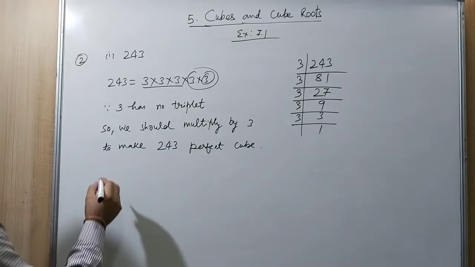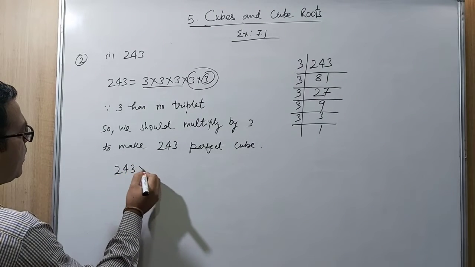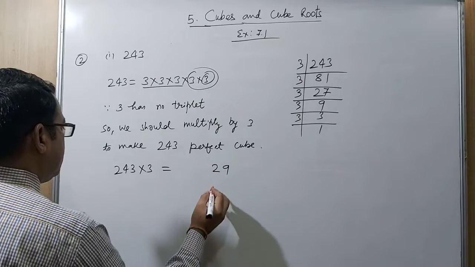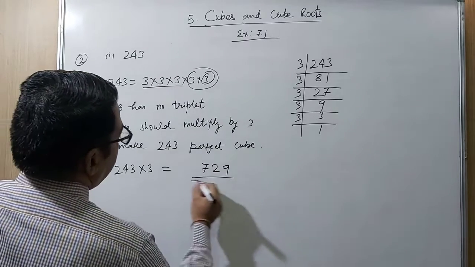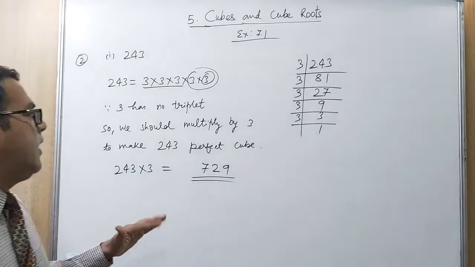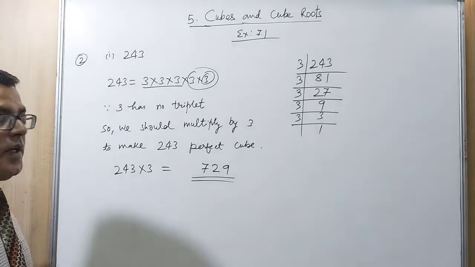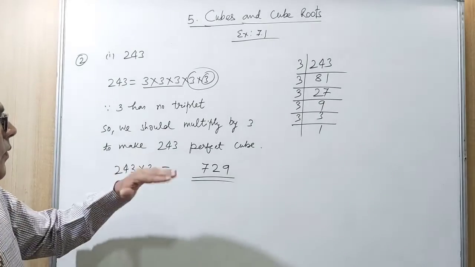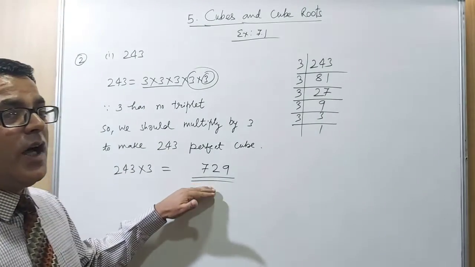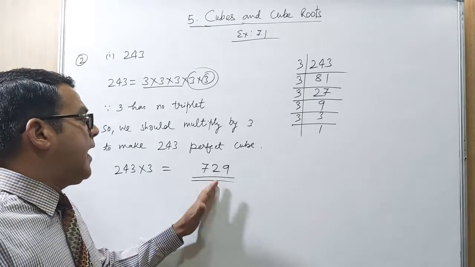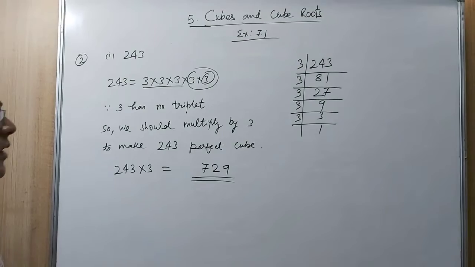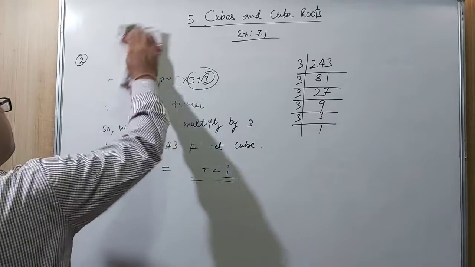So what will be the number then? If we multiply 243 with 3, what do we have? 729. If we multiply this 243 by 3, we have 729, and in this way we can make it a perfect cube. And what is the cube root of this 729? It is 9. It means the cube of 9 is 729. So if we multiply by 3, then only we can make it a perfect cube.